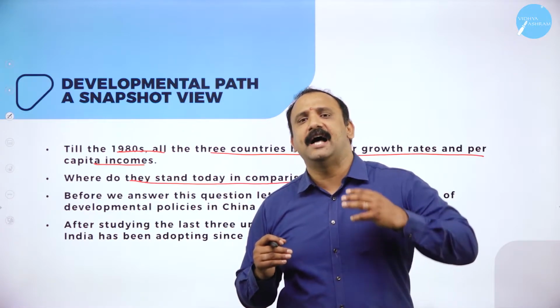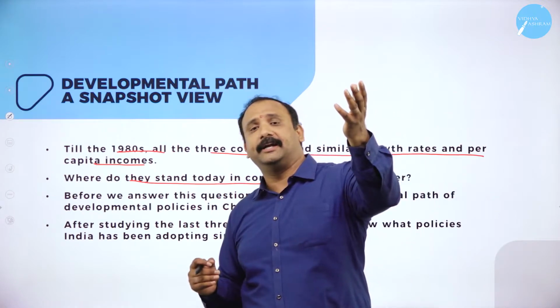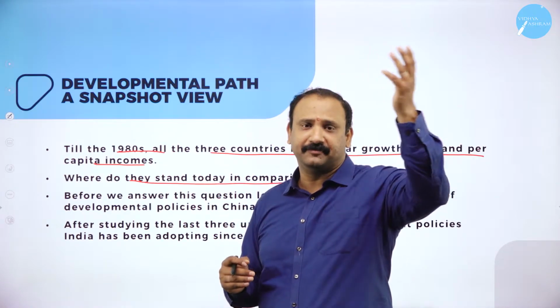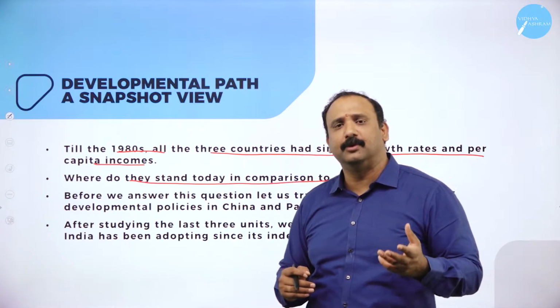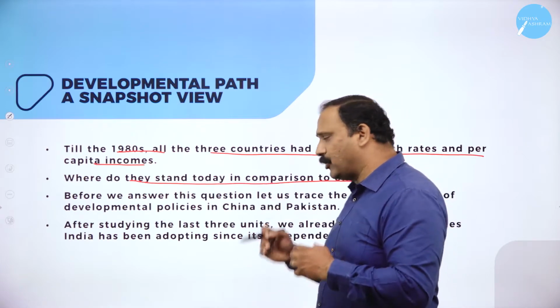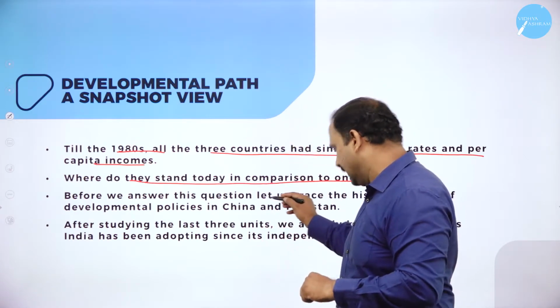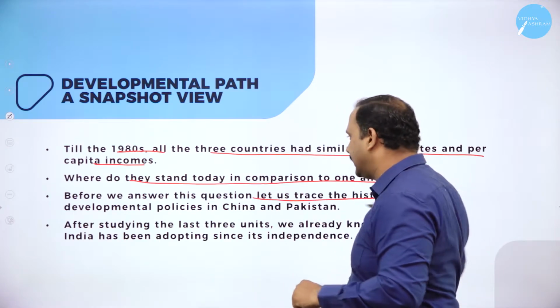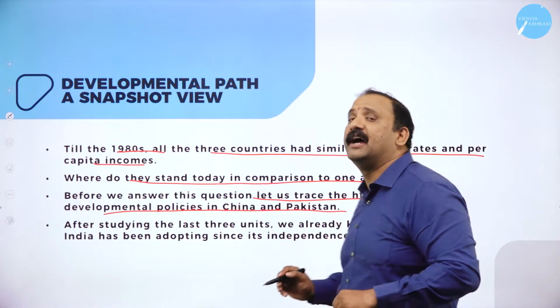India and China are neck to neck with each other. I would even say that India overtook China in terms of economic development, in terms of GDP last year. And today, India and China are racing to become the world's largest manufacturing hub when compared to Pakistan. But we answer this question from a textual standpoint. Let us trace the historical path of developmental policies in China and Pakistan.